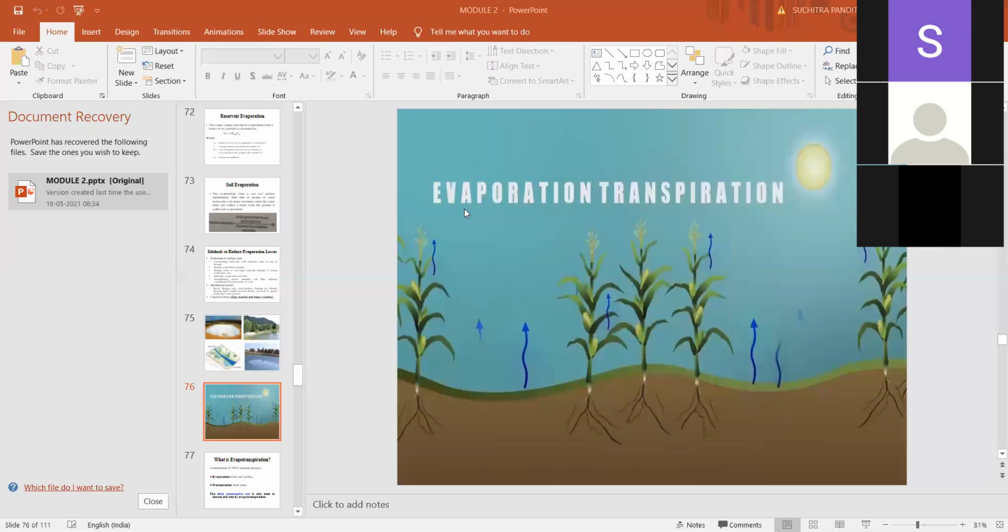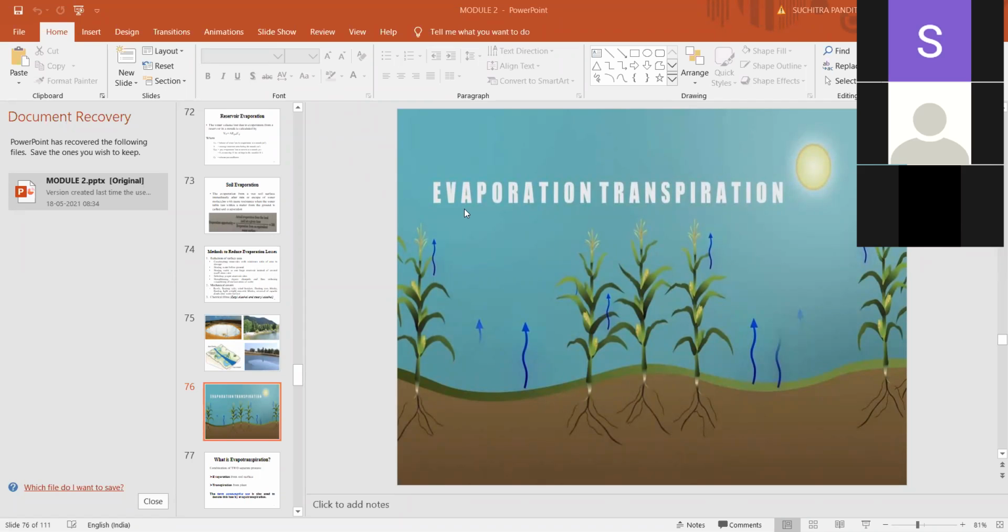Next, we have discussed the various losses of precipitation. The first one is the interception loss. The second one is the infiltration loss. The third one is the evaporation loss. And the fourth one is the soil evaporation. So the next major loss is the evapotranspiration loss.